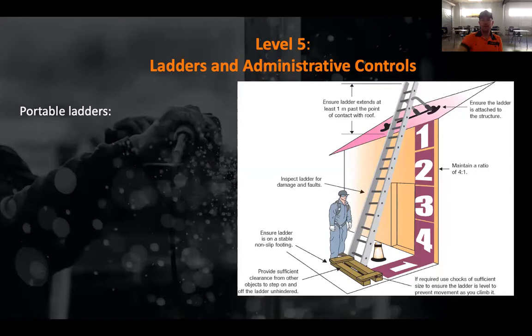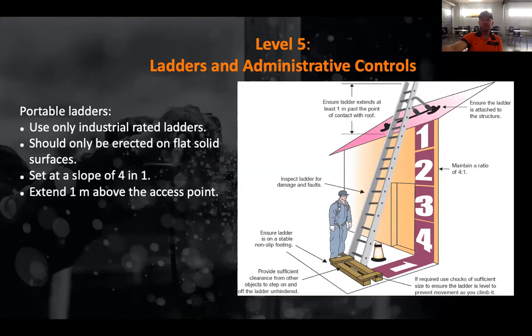When you're setting up a ladder, as you can see in the photograph here, the ideal ratio is 4 to 1, meaning for every 4 meters in height, you need to bring the base out from the wall 1 meter. It also needs to extend past the roof 1 meter to allow yourself access to get off the roof and hold on to the ladder at the same time. You need to make sure that the ground is level and stable, and the ladder needs to be attached at the top or the bottom or both. So all those points there are covered off.